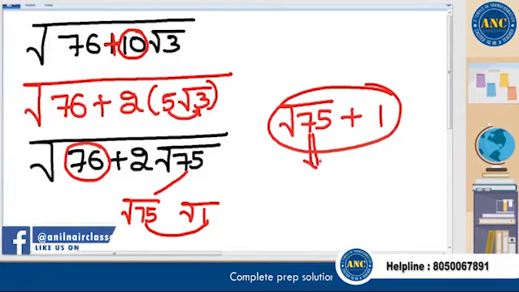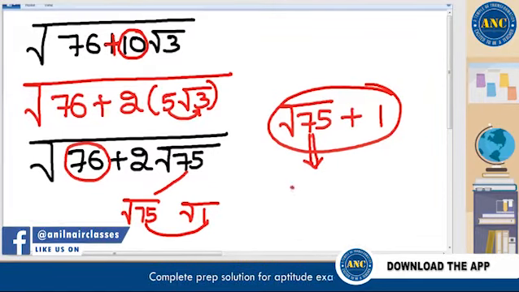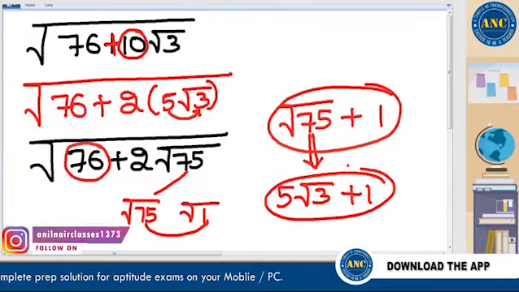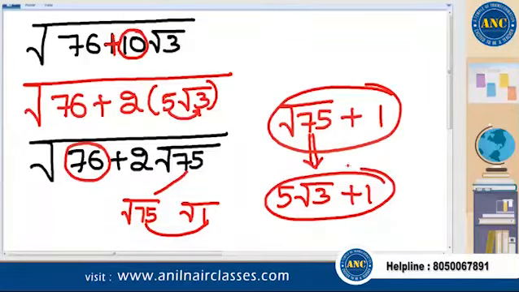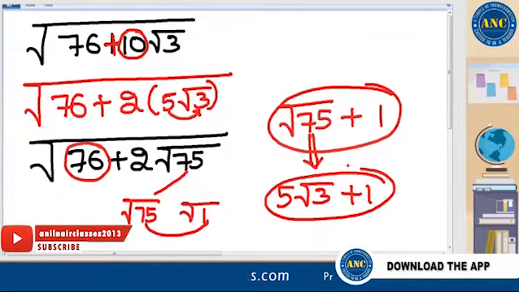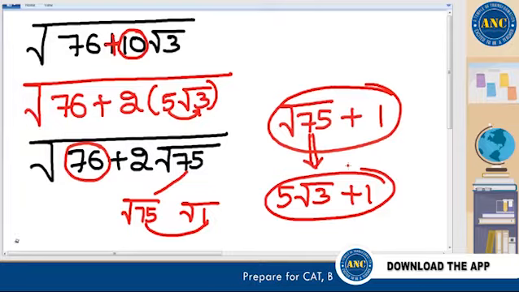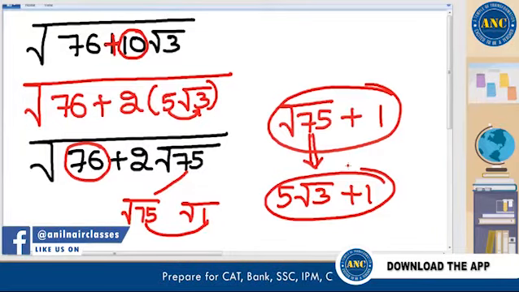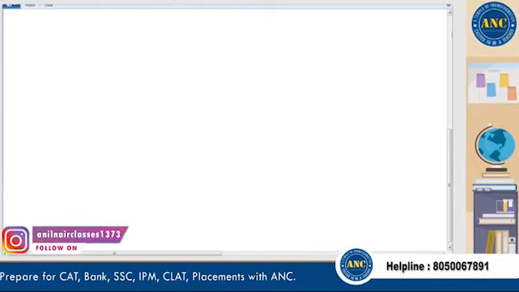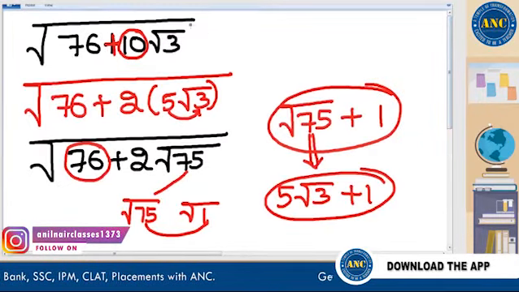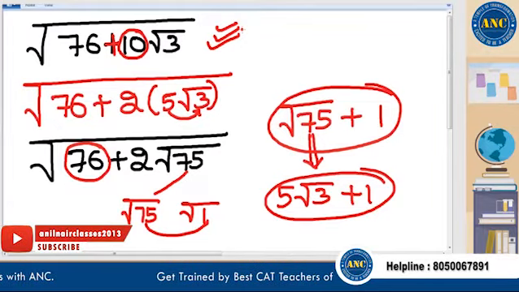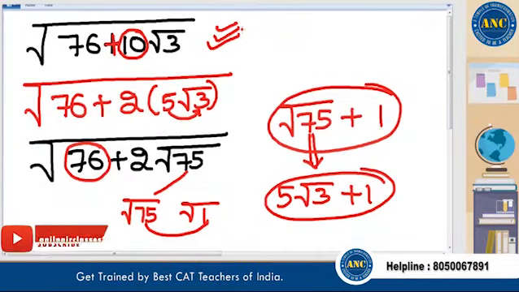If you want to simplify this, 75 is 25 into 3, which is 5 root 3 plus 1. The answer should be this. Very, very fast you can solve these questions. And we are only discussing the first few questions on finding the square root of these things. We will come back to the questions which are originally asked in the examination after 10 minutes.